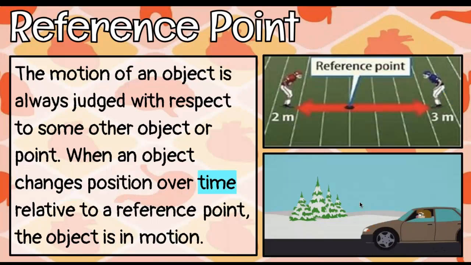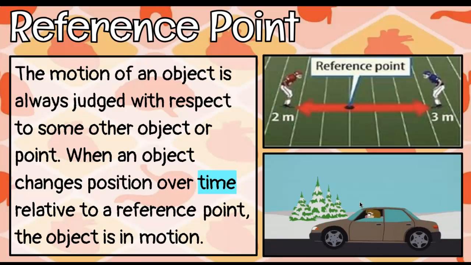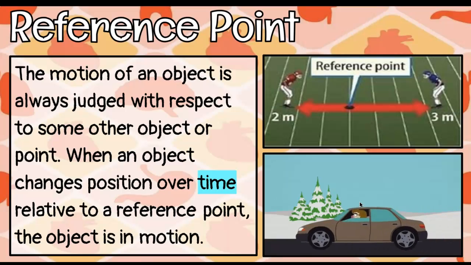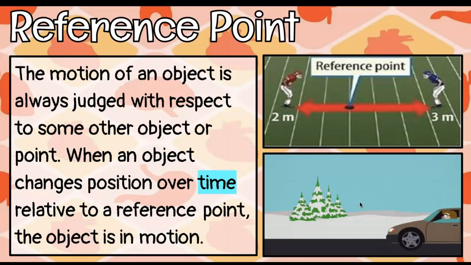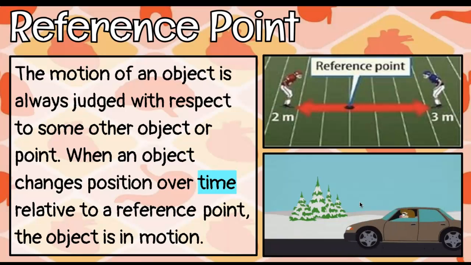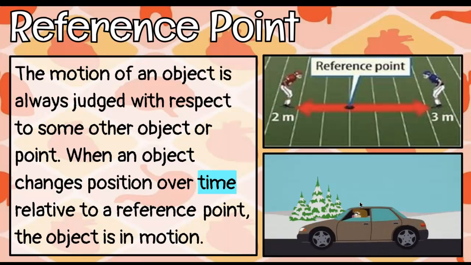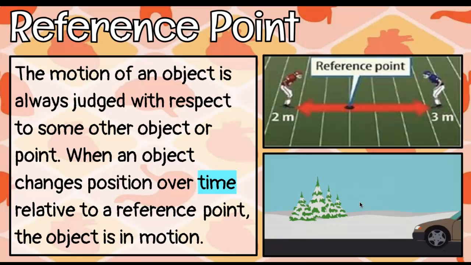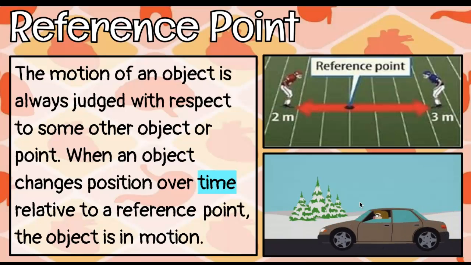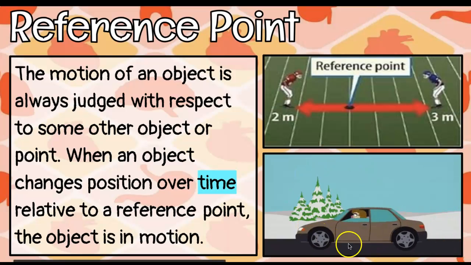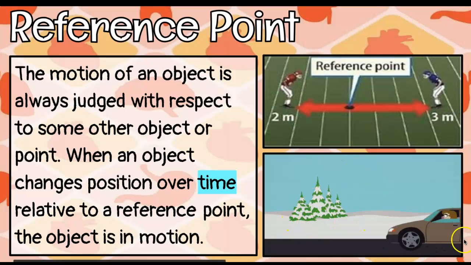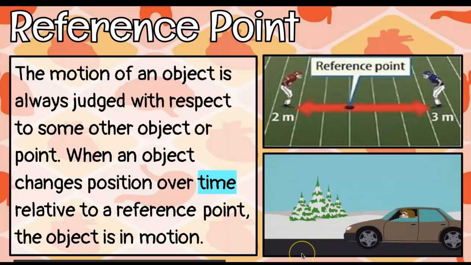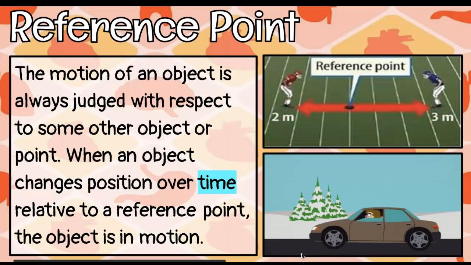So with a reference point, the motion of an object is always judged with respect to some other object or point, which would be our reference point. When an object changes position over time, which means it gets closer or further away from something, that means it's in motion. So like this car, you could use these trees as a reference point. He is getting closer to the trees, he is in motion. The trees would be the reference point.